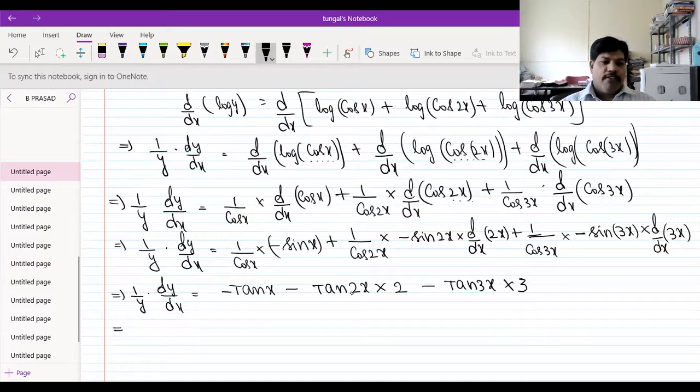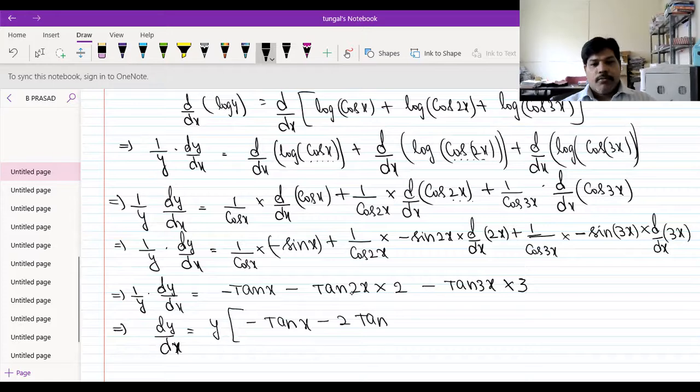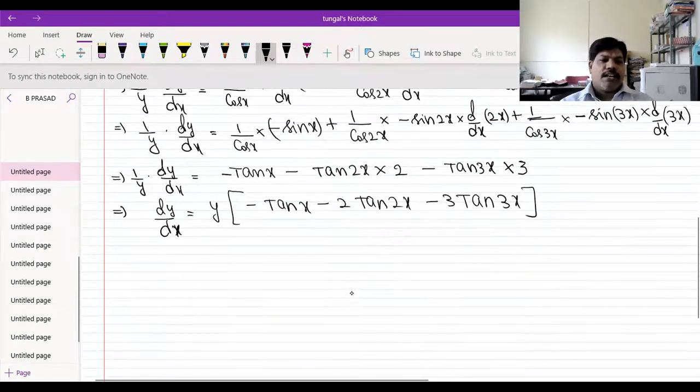So that implies what I will do, take this y to that side. So dy by dx is equal to, what happens, students? Take this y to that side. It will become minus tan x minus 2 tan 2x minus 3 tan 3x. So what is the y value, students, here? So that implies dy by dx is equal to, what is the y value?